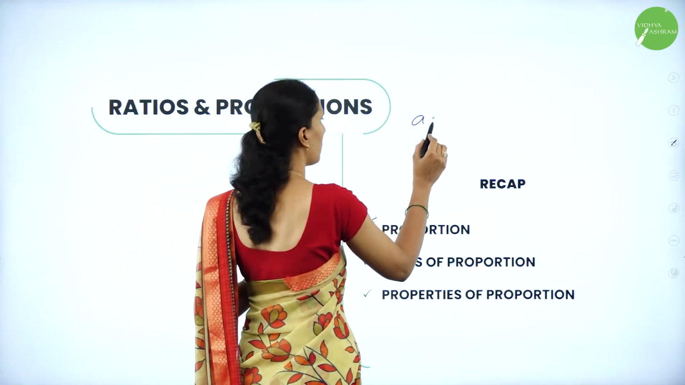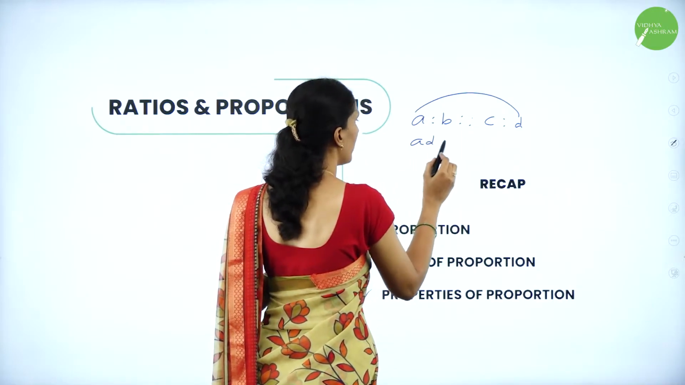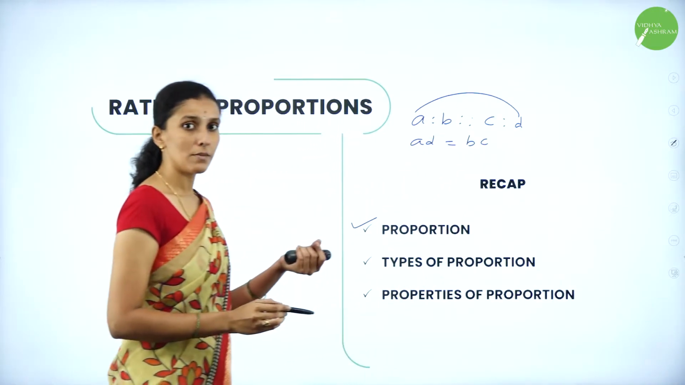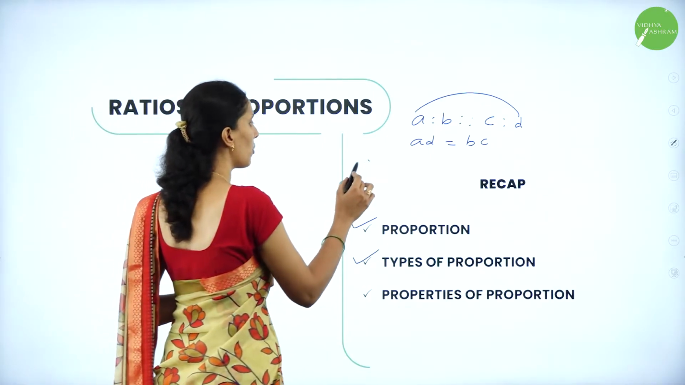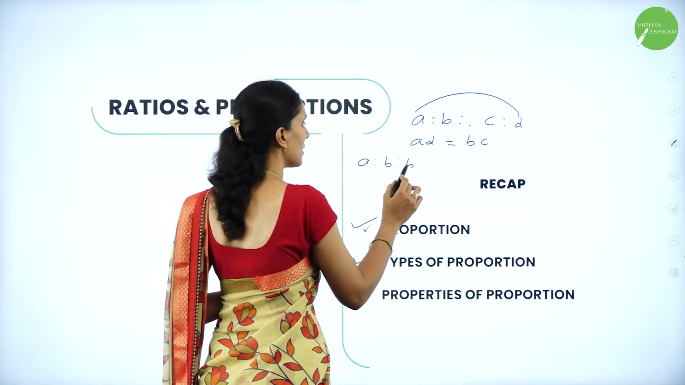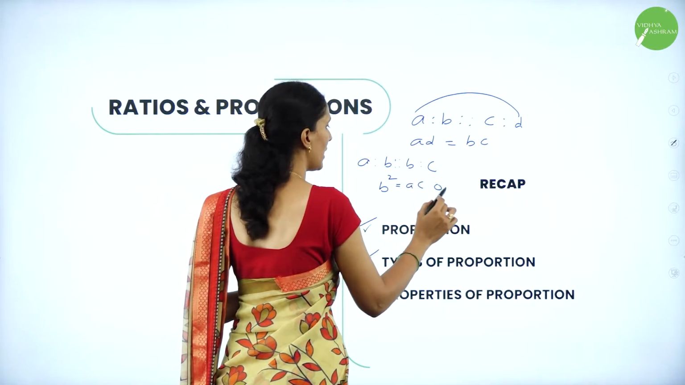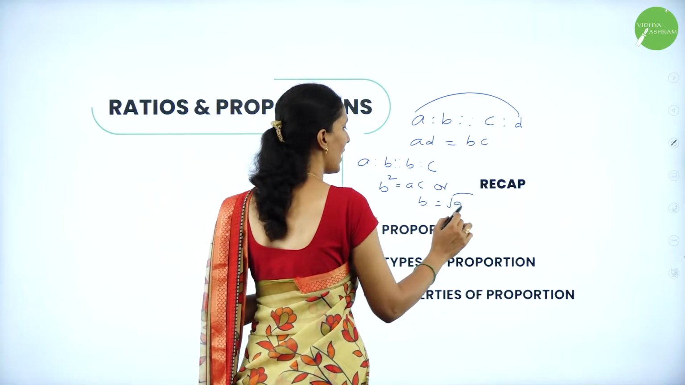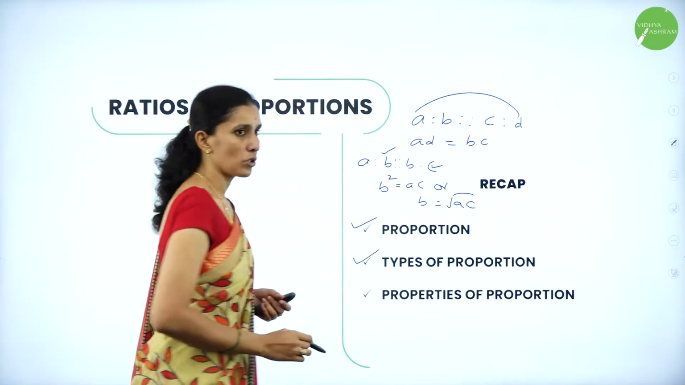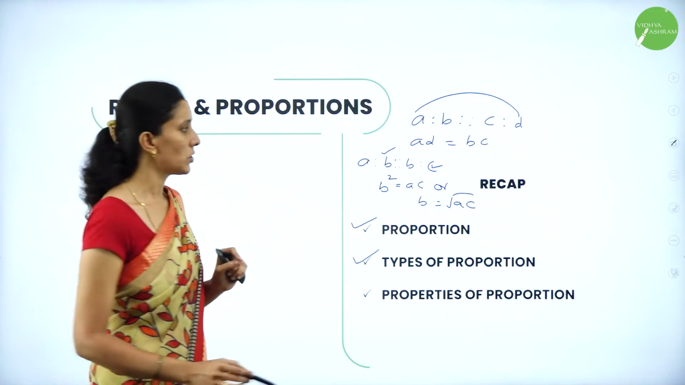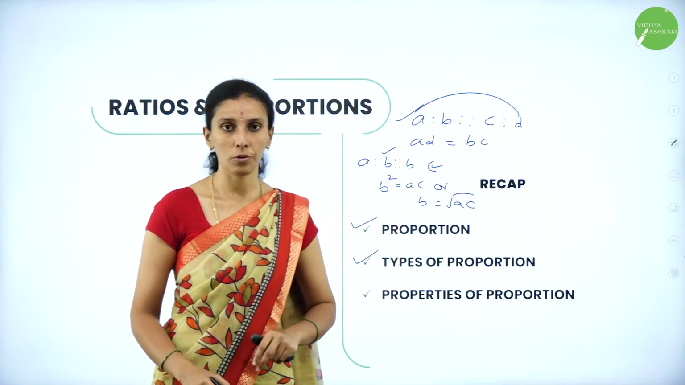Suppose you have a proportion in this form, then AD must be equal to BC. And in terms of mean proportion, which we have learnt in types of proportion, the means have the same value. So we will write this as B square is equal to AC, or B is equal to root of AC. To calculate the mean proportion and the third proportion, you should use the concept of mean proportion, and to calculate the value of the fourth proportion, you should use the definition of proportion.